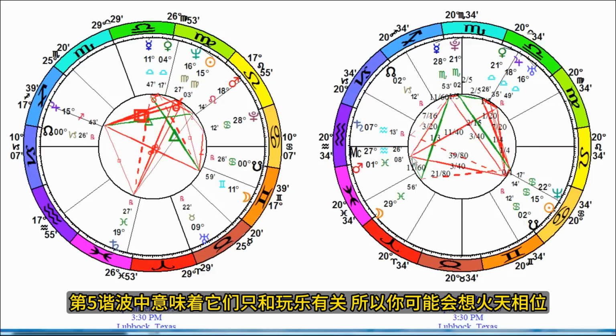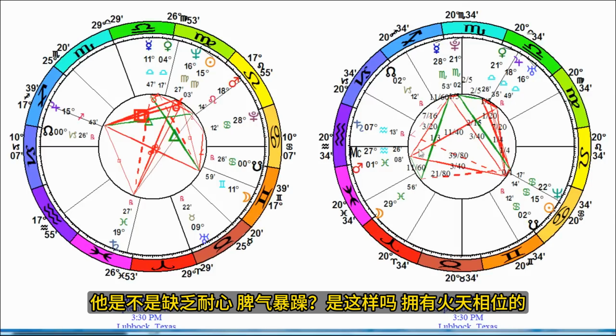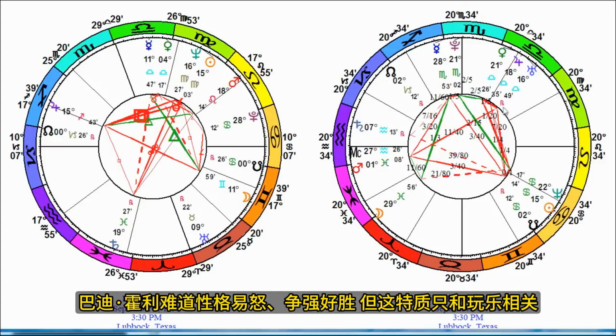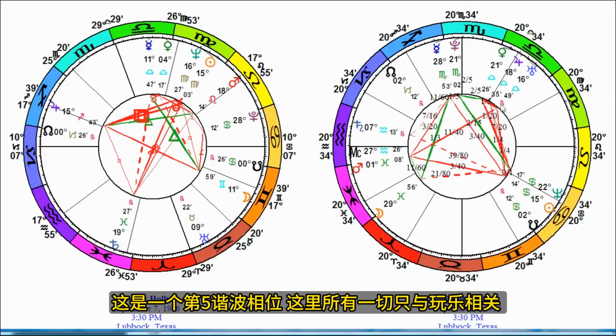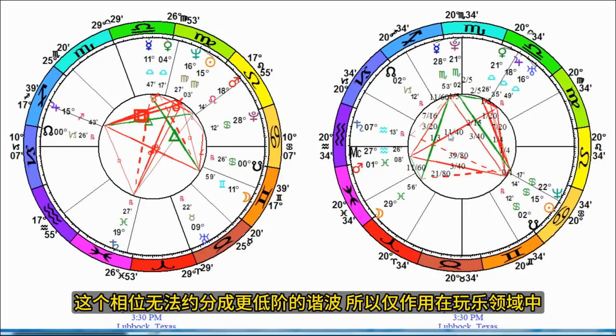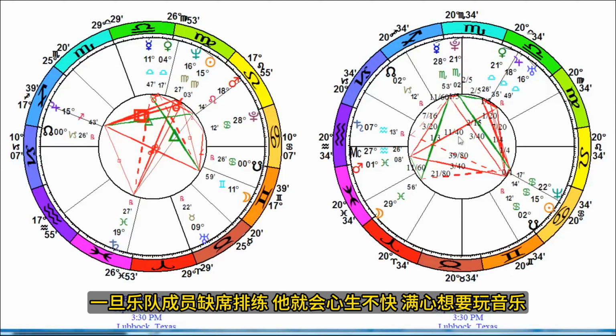So you might say, Mars, Uranus, wow, he's very impatient. Oh, he's got a bad temper. Is that true? With a Mars-Uranus aspect, does Buddy Holly have a bad temper? Is he feisty, etc.? Only in relationship to play, because it's an aspect in the fifth harmonic. So everything in the fifth harmonic is only about play, and it does not reduce to any lower harmonics. So it's strictly in his play. If his band members don't show up for practice, he's going to get upset. He really wants to play.